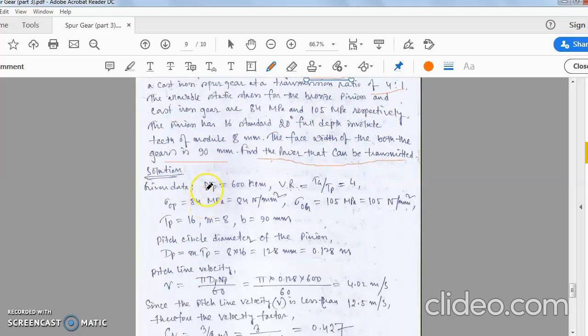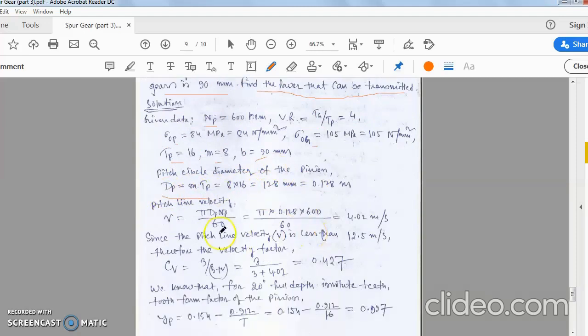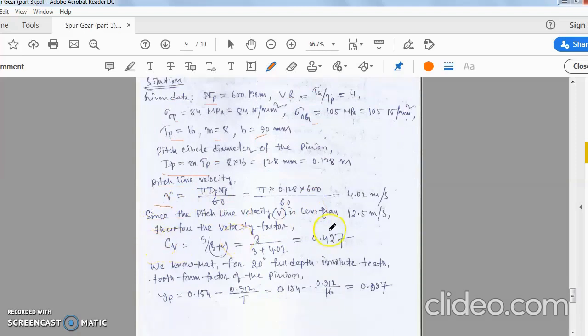So these values are given: NP, velocity ratio, sigma OP. Sigma OP means the allowable static stress, for pinion and for gear. Now TP you have got, module you have got, and you also have the width. So you can find out the pitch circle diameter for the pinion. As soon as you get the pitch circle diameter for the pinion, you can find out the pitch line velocity. When you have the pitch line velocity, you can find out the value of CV.